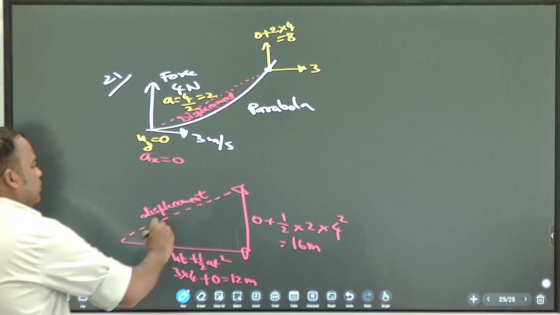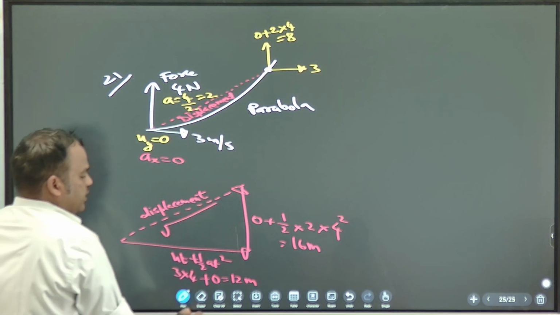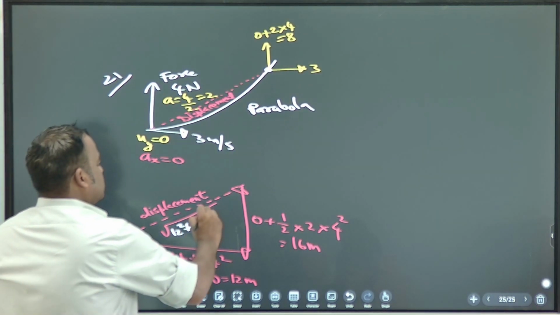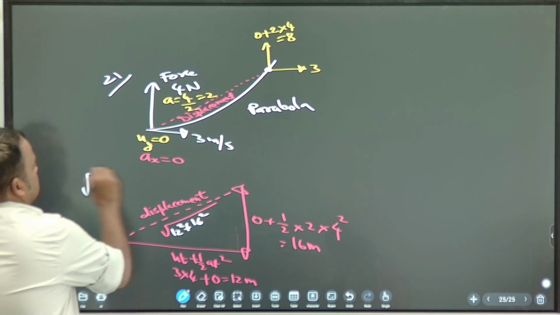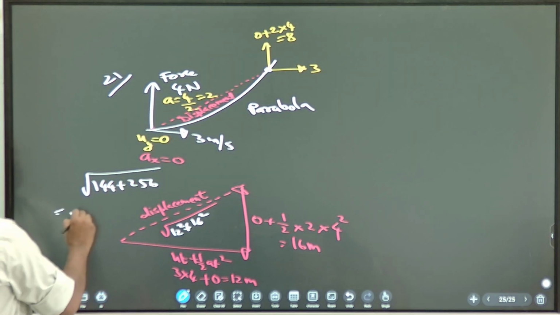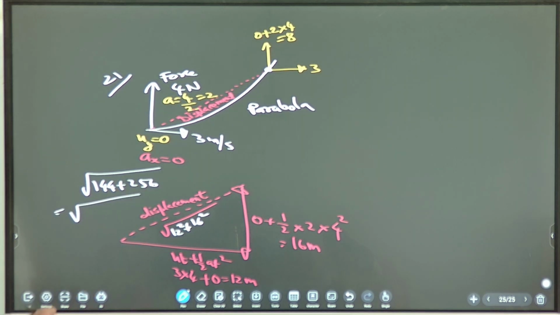So square root of 20, sorry, square root of 12 square plus 16 square. Square root of 144 plus 256. 144 plus 256 is 400. So 20.